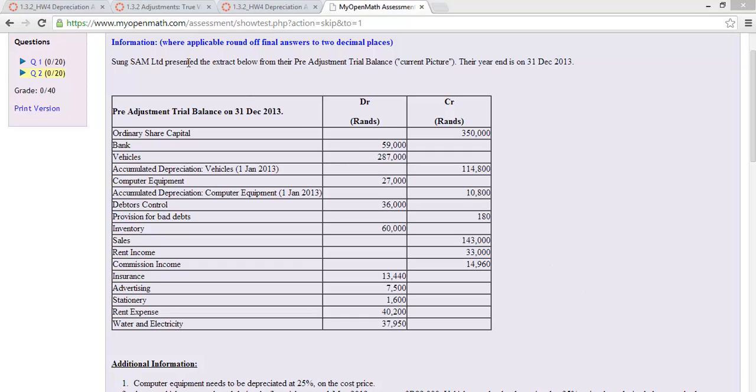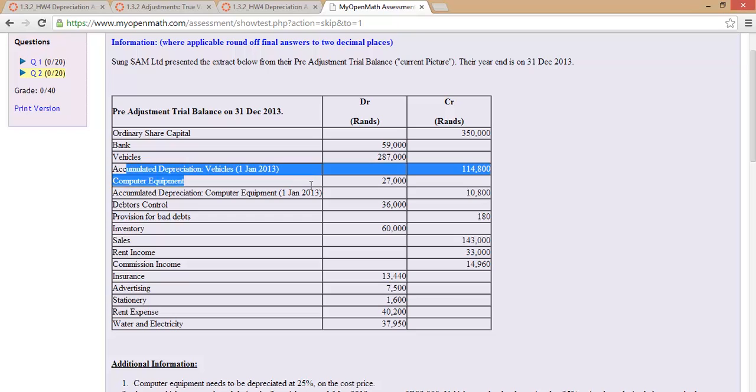What I want to do now is to quickly show you a variation of the previous question. We've got a similar question, Sang Sang Limited. The year end is on 31 December 2013. We're given the pre-adjustment trial balance on the 31st of December, which means that all of these balances will be the balances or totals on 31 December unless something else is specified in the information here.